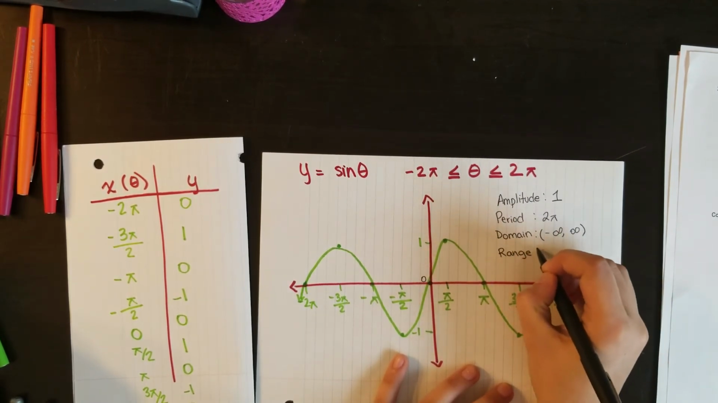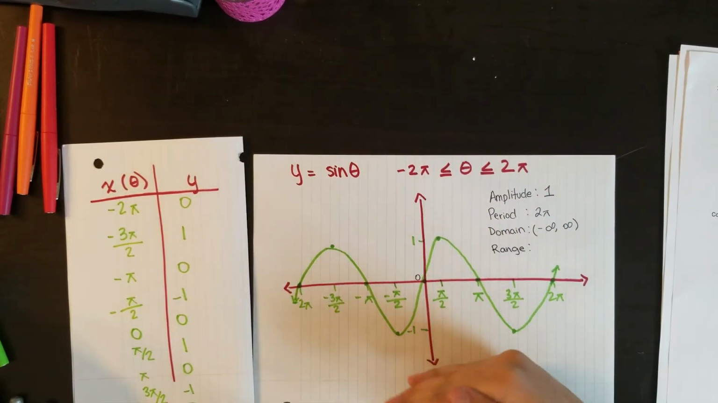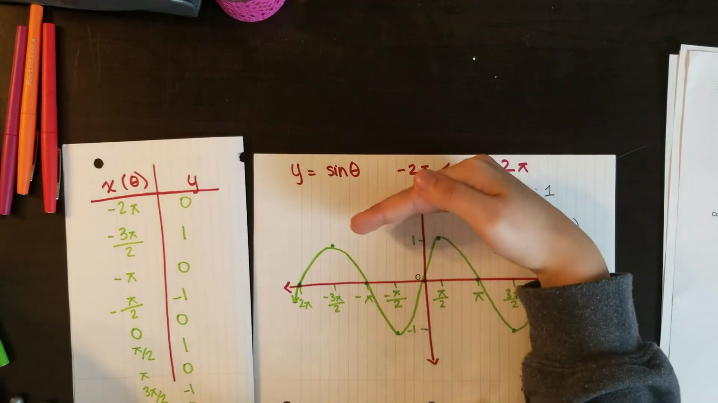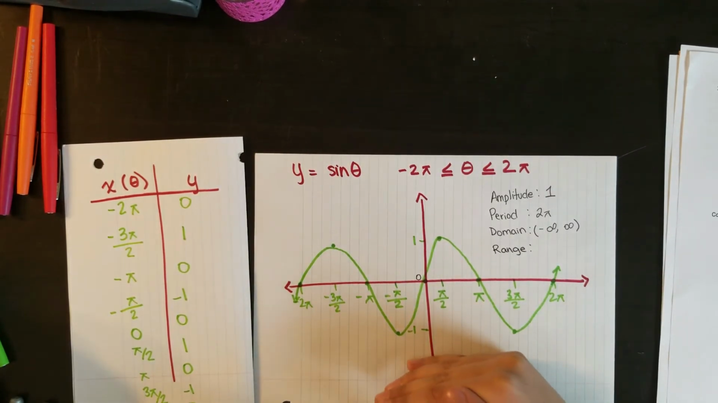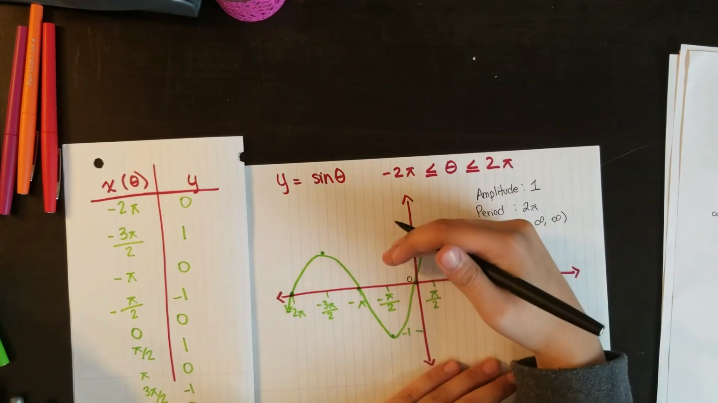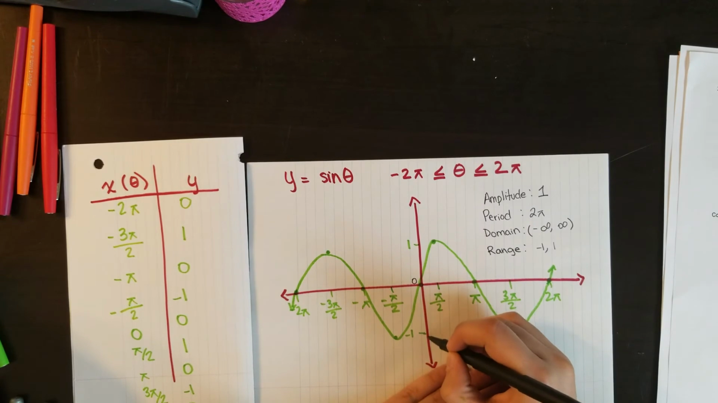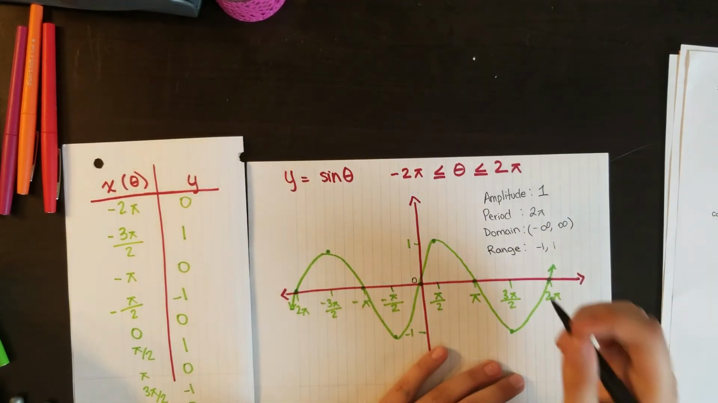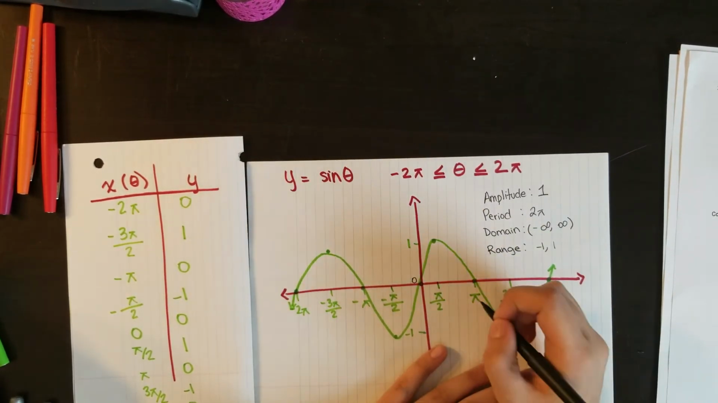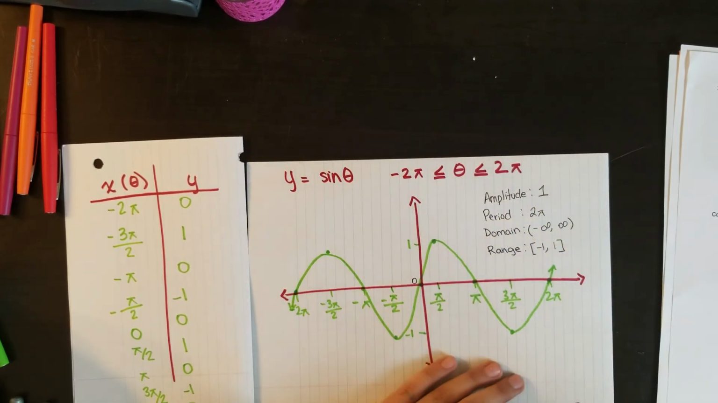So now I have range. So for my range, I know that deals with my y-axis, and that deals with going from your lowest point to your highest point. So my lowest point on here is -1, and my highest point is +1. And these are specific points on my graph where my graph hits. So these are inclusive in my range, so I'm going to use square brackets to show that they're inclusive.